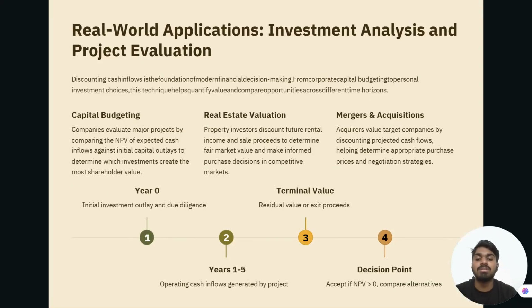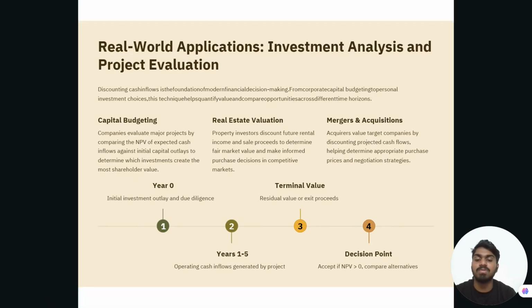Real world applications. Discounting cash inflows has real world applications in almost every area of finance. In capital budgeting, companies compare the NPV of expected cash inflows with the cost of investment to decide on projects. In real estate, investors discount future rent or sale proceeds to find fair value. And in mergers and acquisitions, buyers discount projected cash flows to decide the purchase price of a company. Thus, this method helps determine real value across different business scenarios.